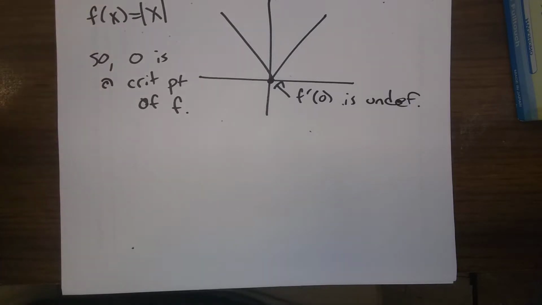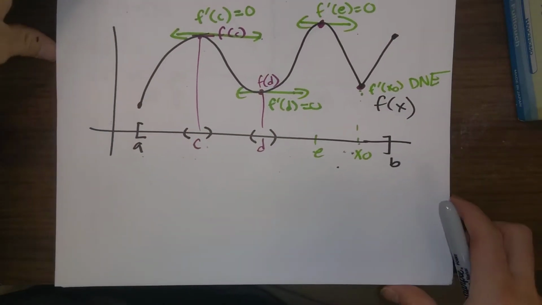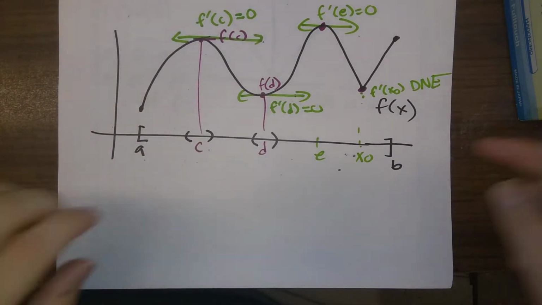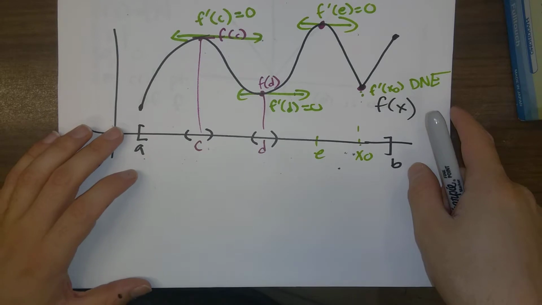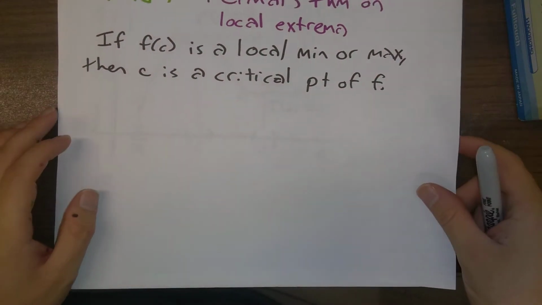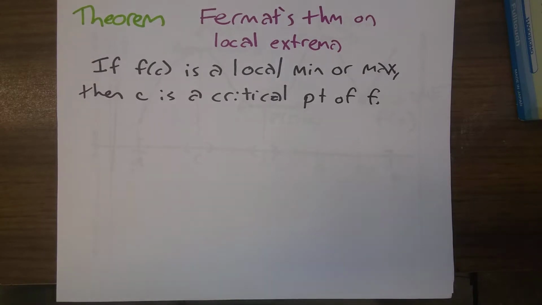Okay, so going back to what we've done before with this picture. We've talked about critical points as being either where the derivative equals 0 or does not exist. And we saw the property that at these local maxima and minima, they all either had the property derivative 0 or does not exist. So that's not an accident. We have Fermat's theorem for local extrema. This tells us that if we have a local min or a max, we are guaranteed that the point that it occurs at is a critical point.